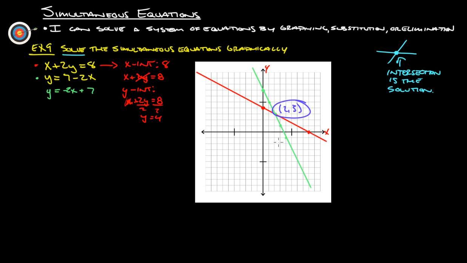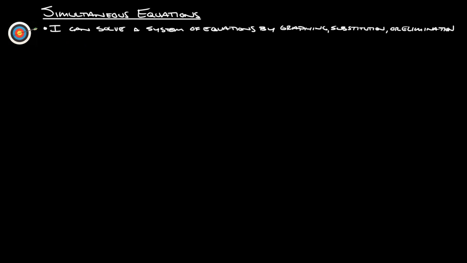The thing I don't really like about the graphing part is that if your solution doesn't end up being at a nice easy intersection like that, it's going to be really difficult to figure it out with a graph. So let's look at some other ways to solve these as well.